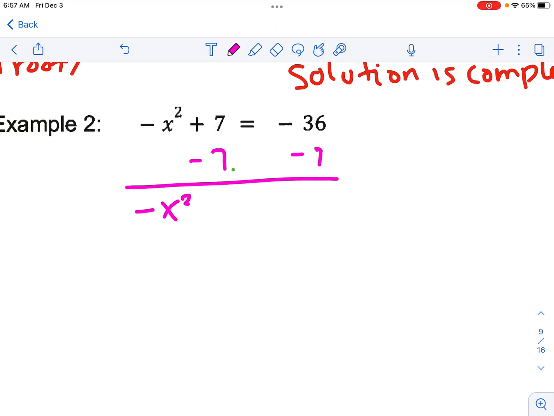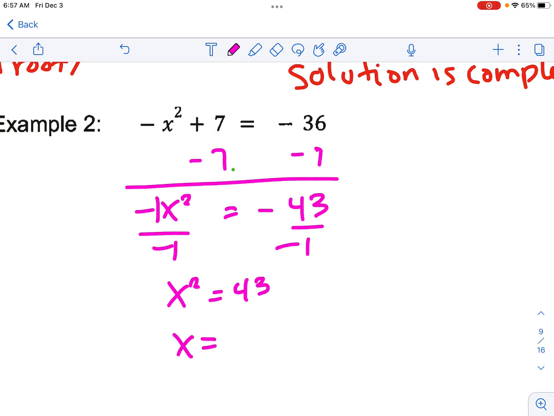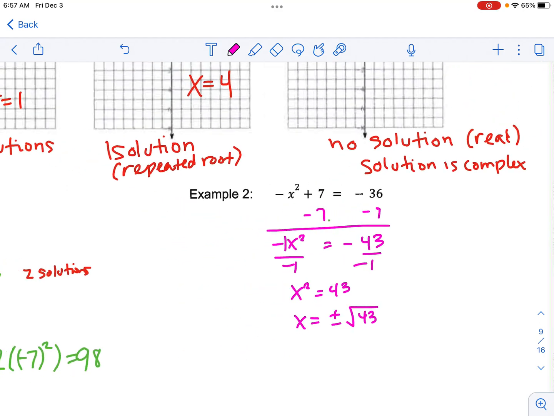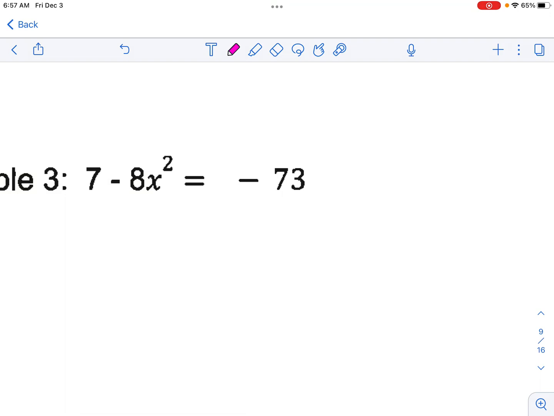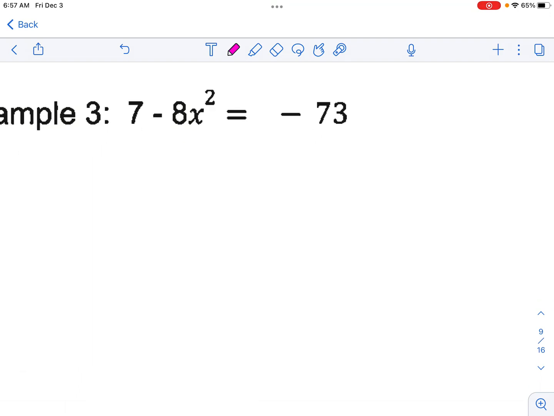We're going to subtract 7. We're going to say minus x squared equals minus 43. We're going to divide by negative 1 because that's what this is. We've got x squared equals 43. And so x equals plus or minus the square root of 43, and you can just leave it right like that. You don't have to grab a calculator and give me a decimal if you don't want to.